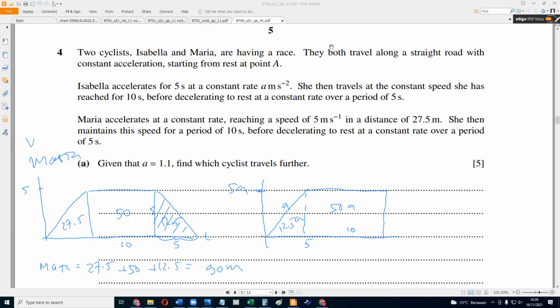While the area under the graph for the acceleration phase is 12.5a. Then we are going to decelerate for another 5 seconds. So the area under the graph here is going to be 12.5a, which is 5a times 5 over 2. So the total area is going to be 12.5 plus 50 plus 12.5, which is 75a. This is for Isabella. Any question for this one?